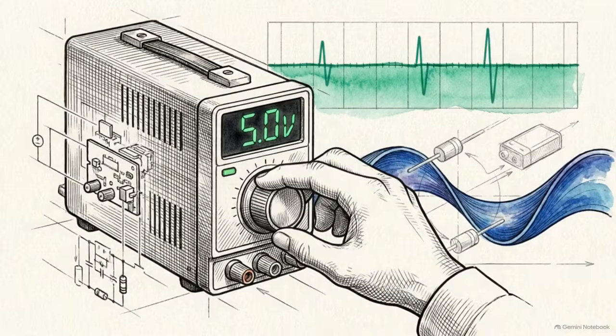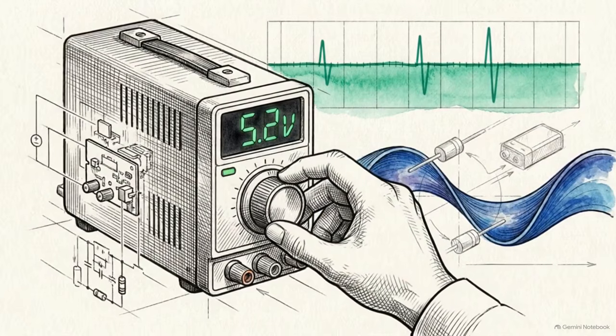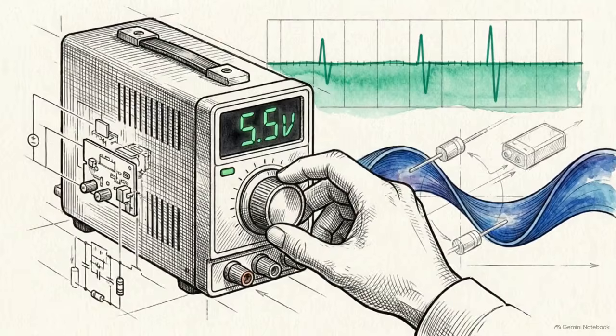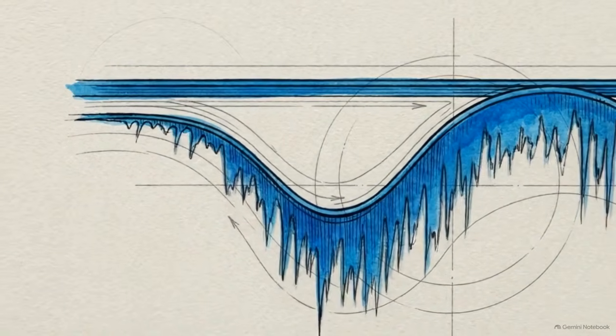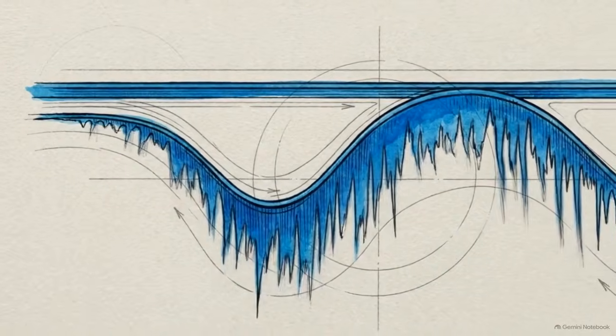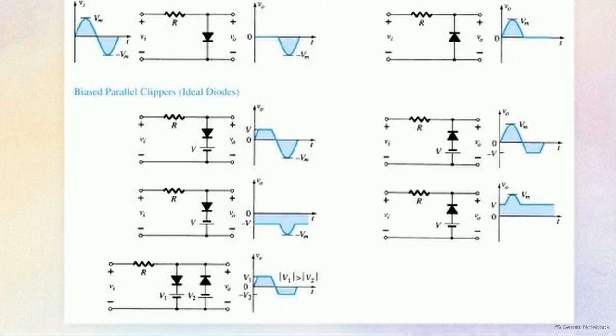By choosing a battery with a specific voltage, an engineer can artificially dictate exactly where the ceiling of an electrical signal is drawn. That takes care of the positive peak, but the bottom half of the AC wave is still wild and capable of causing a massive overload. This lower diagram illustrates the double-ended clipper circuit. We secure the negative vulnerability by adding a second identical branch with the diode and battery flipped.